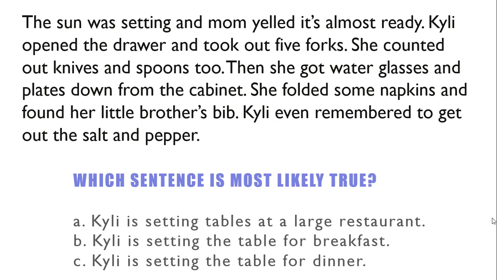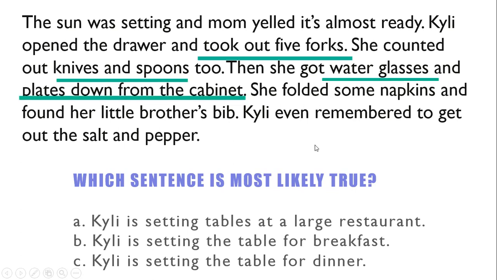Before we make an inference, let's look at all the clues. So the first clue, Kylie took out forks, knives, and spoons. She got water glasses and plates from the cabinet. She even got out salt and pepper. I wonder if she's getting ready to eat a meal somewhere. Usually, when I eat a meal with my family, I would gather all the utensils and silverware.